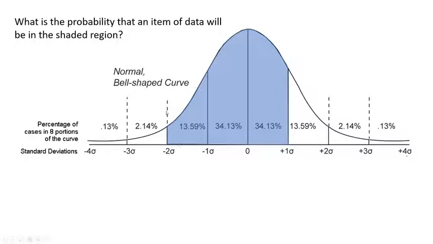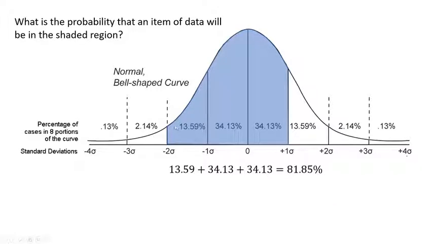So think about this. What is the probability that a new item of data will be in this shaded region here? How would we calculate that? Well, we are 2 standard deviations on one side of the mean and 1 standard deviation on this side of the mean. But really the procedure is the same, isn't it? We've got 3 things to add up, and the answer that we have here is 81.85%.